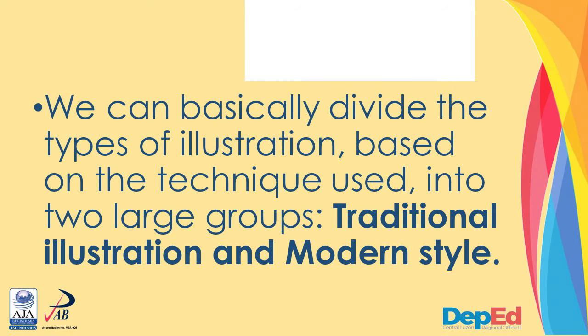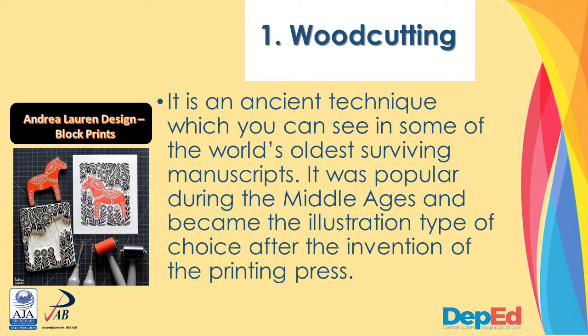Moving forward, we can basically divide the types of illustration based on the technique used into two large groups: the traditional illustration and the modern style. The first one, in the traditional illustration, is the woodcutting. It is an Asian technique which you can see in some of the world's oldest surviving manuscripts.